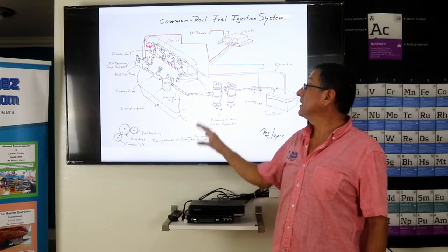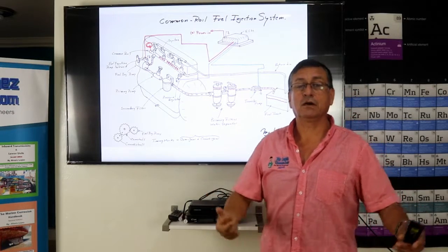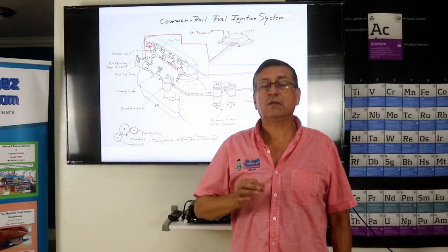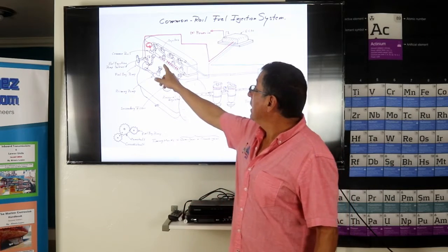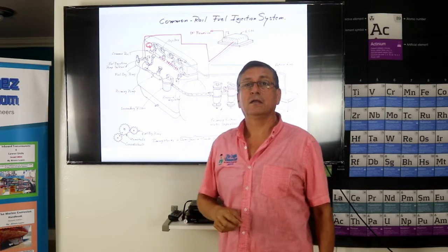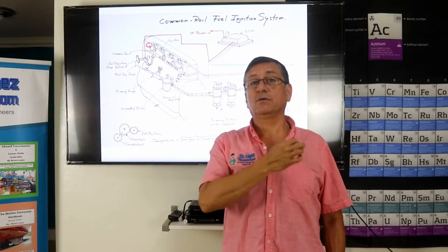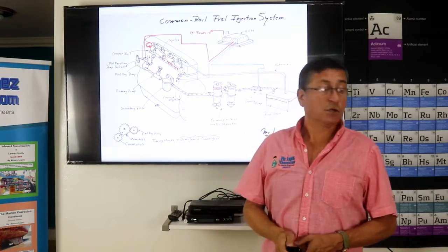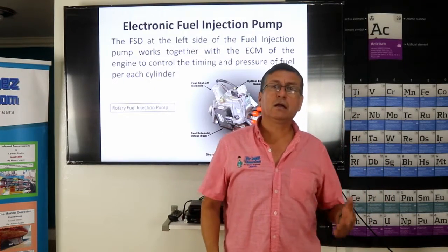This is the secret of the common rail system. The secret is the pressure of the fuel at the input of the common rail. The pressure should be according to the pressure recommended by the manufacturer. Okay, we are going to check quickly the pump.